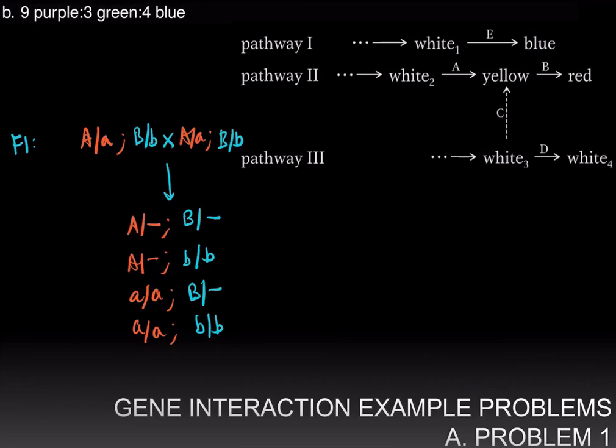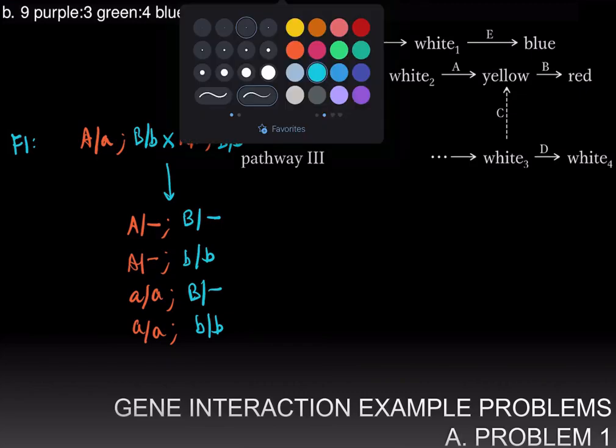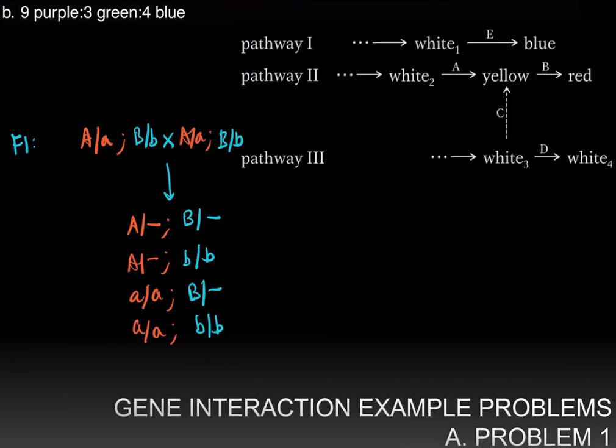So if you are big A over dash and big B over dash, that implies you have both enzyme to convert white to yellow as well as yellow to red, and your phenotype is going to be purple. And of course, we're assuming here that you are homozygous for the wild type alleles of all the other genes.